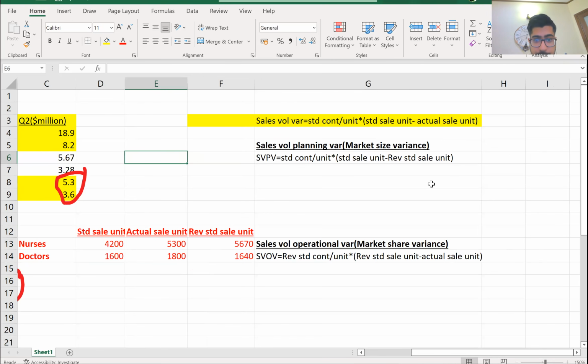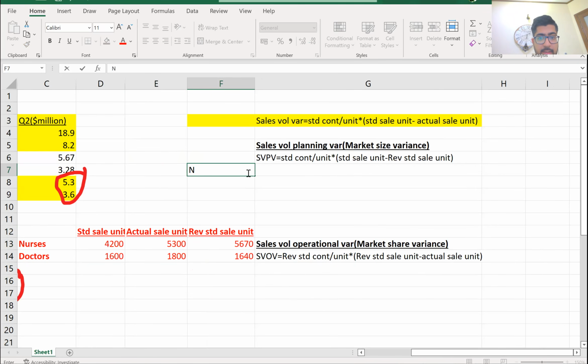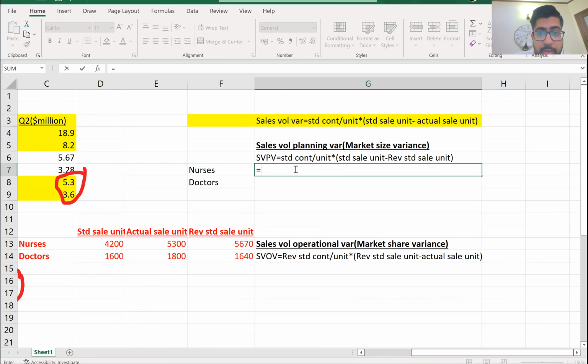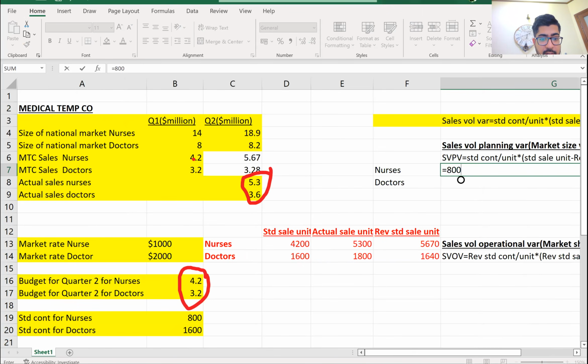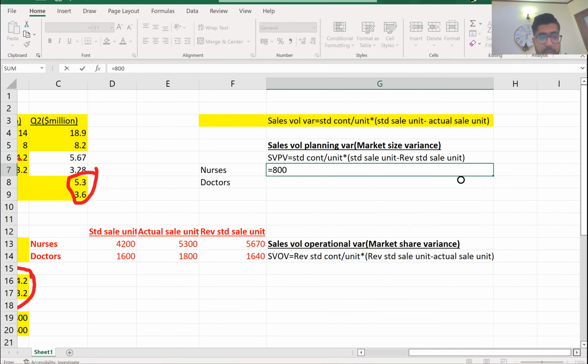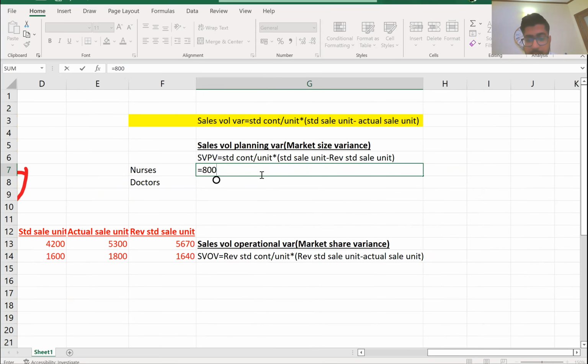Let's find the sales volume planning variance for nurses and the sales volume planning variance for doctors. Let's apply the formula. Standard contribution per unit: we already calculated that the standard contribution per unit for nurses is 800 and for doctors it's 1,600. So standard contribution per unit for nurses, 800, into standard sales units for nurses, 4,200, minus the revised standard sales units for nurses, 5,670.